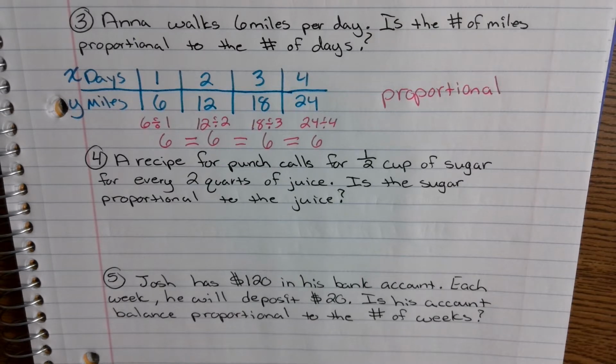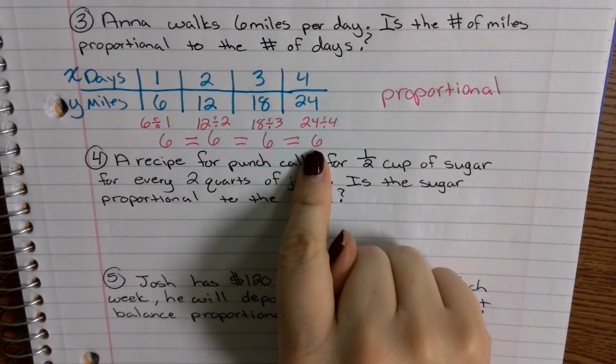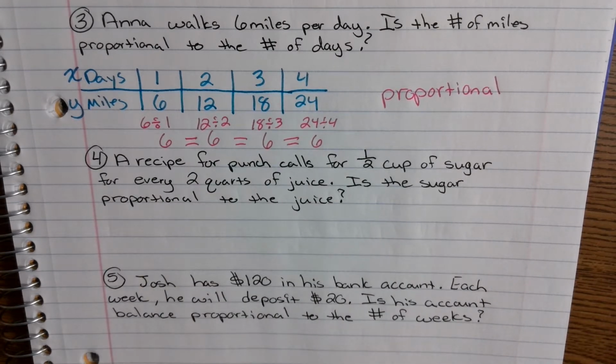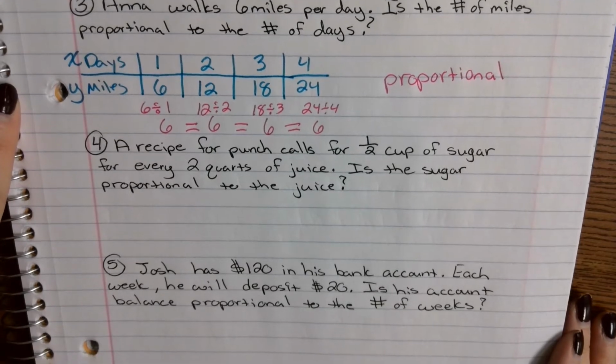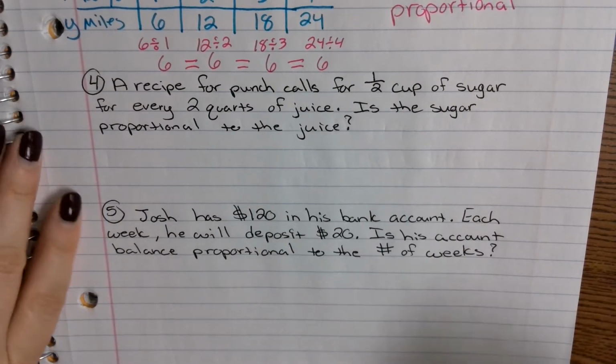All right, for problem 4. Problem 4, is that proportional or not proportional? Whoa, it's actually proportional. We're going to talk about it. Has to be equal. Equal, not even, equal. Okay, they have to be equal to each other for it to be proportional.